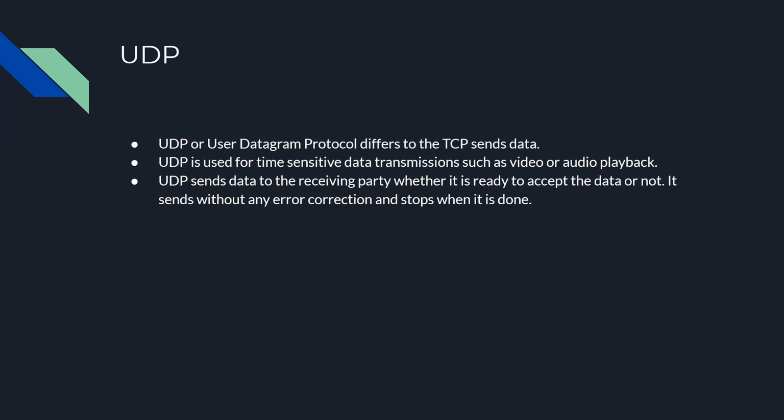UDP, or User Datagram Protocol, is a communication protocol that is used for time-sensitive transmissions, such as video playback and voice communication. UDP speeds up the communications by not establishing a connection before data is transferred and just sends the data regardless of availability of the receiving host.